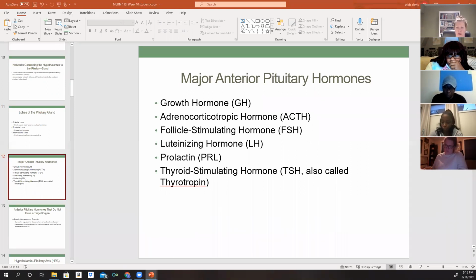So those 6 major hormones that we were talking about that are produced by the anterior lobe are the growth hormone, the adrenocorticotropic hormone, the follicle stimulating hormone, the luteinizing hormone, the prolactin hormone, and the thyroid stimulating hormone. We also call it TSH or thyrotropin. You'll see those terms used interchangeably. So anytime there's a deficiency or an overproduction of these hormones, this disrupts that regulation process.